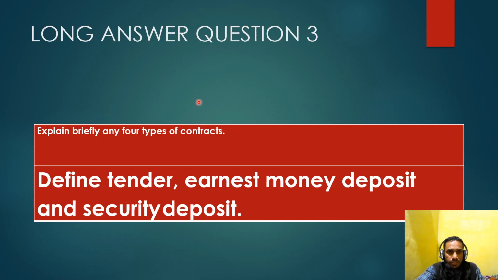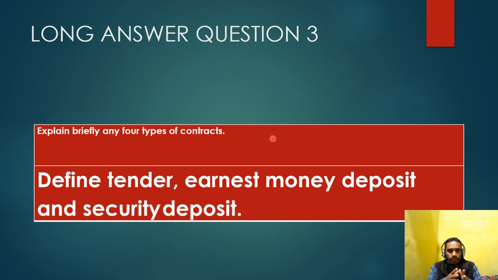Now this is the third question, which has got two parts. The first part is to explain briefly any four types of contracts, and this carries 4 marks. The second part is to define tender, earnest money deposit, and security deposit, and this carries 3 marks. Just make sure that you are aware of the four types of contracts, because it carries 4 marks. I would still appreciate it if you can write down at least one or two merits, and if time permits you can write the suitability.